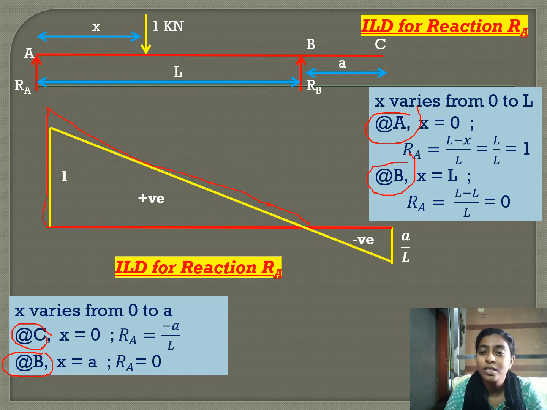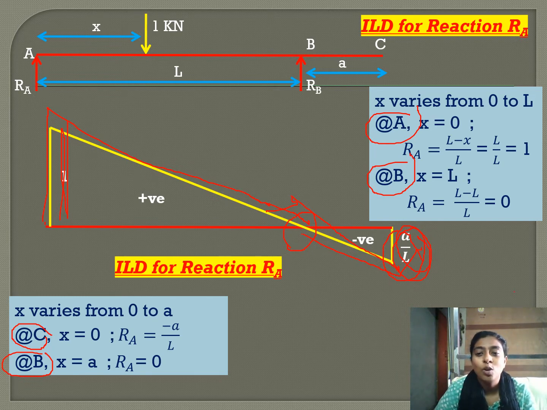Now when the load is in the portion BC, at B RA is equal to 0 and at C, RA is equal to minus A by L. This is minus A by L. See, we all know how to draw the influence line diagram for the reaction at A. The maximum ordinate will be equal to 1 and at B it will be 0. Just extend this line. This ordinate is A by L. Remember, this ordinate is A by L.